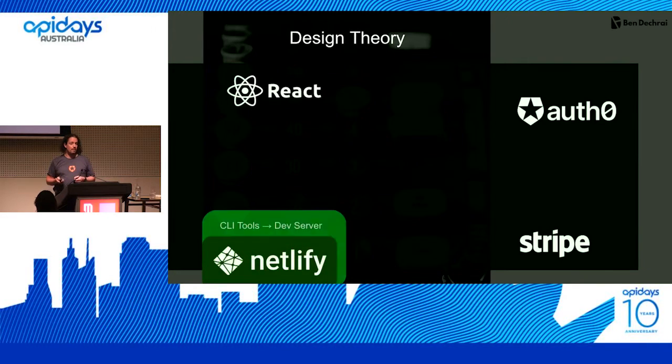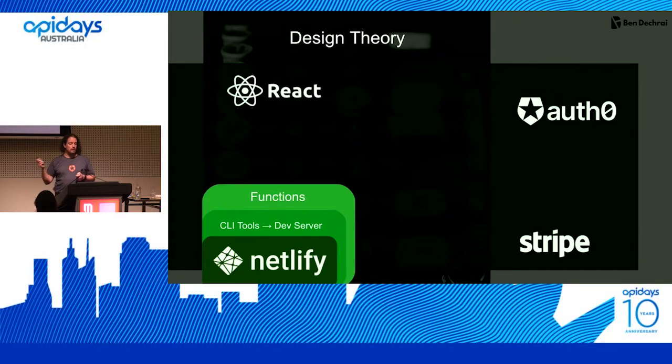All right, so the design theory, we've got React, we've got Auth0, Stripe, and Netlify. The reason why I chose Netlify is because they've got really great CLI tools, which means I can run a local development server, including running functions locally. So if you wanted to do this workshop yourself, it's actually on GitHub. I'll probably have a link at the end somewhere. If not, come and find me.